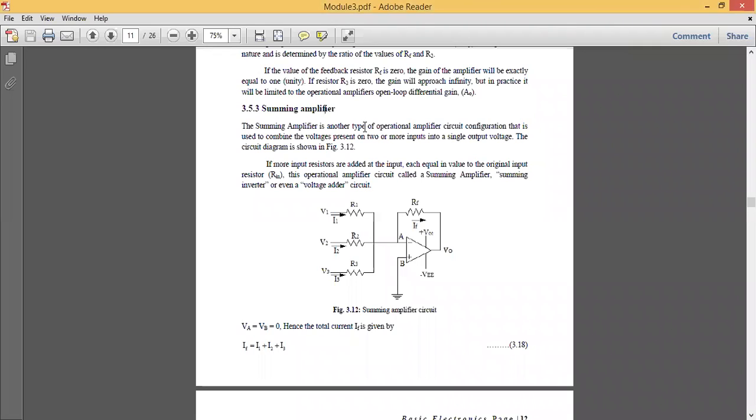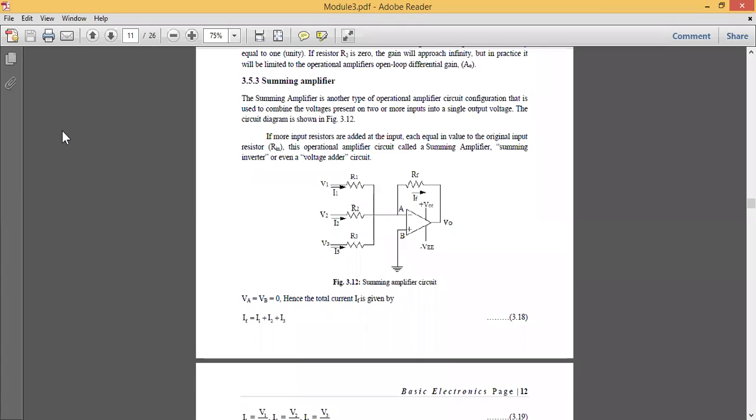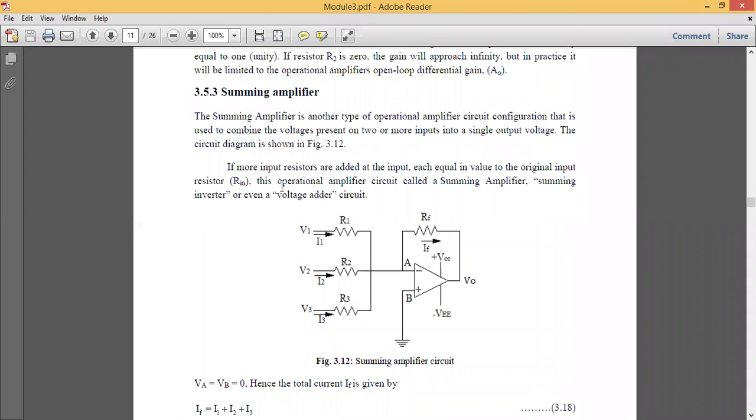And you know what do you mean by amplifier? It will just simply amplify the given input signal to the required or desired level. So the summing amplifier is nothing but another type of amplifier, which is used to combine the voltages present on two or more inputs into a single output voltage. So summing amplifier क्या करेगा?